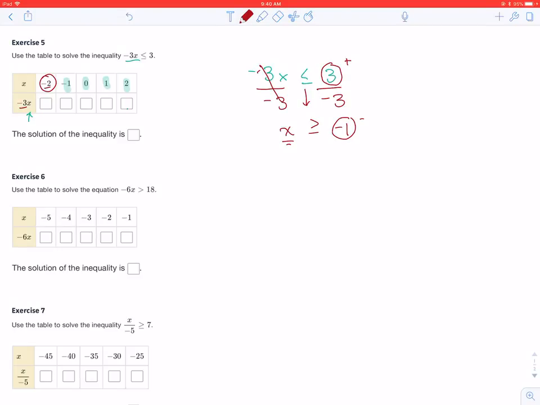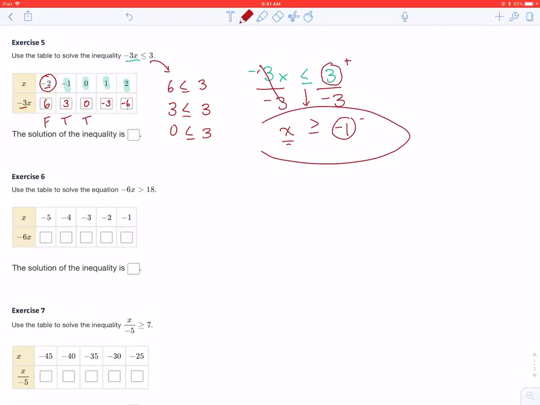So let's try it out. Negative 3 times negative 2, that's going to be a positive 6. Negative 3 times negative 1, that's a positive 3. Negative 3 times 0 is 0. Negative 3 times 1, negative 3. And negative 3 times 2 is negative 6. Is 6 less than 3? 6 is not less than 3, so that would be false. 3 is less than or equal to 3 because it's equal, so that's true. And 0 is also less than or equal to 3.